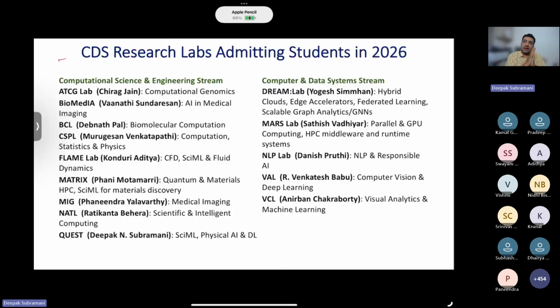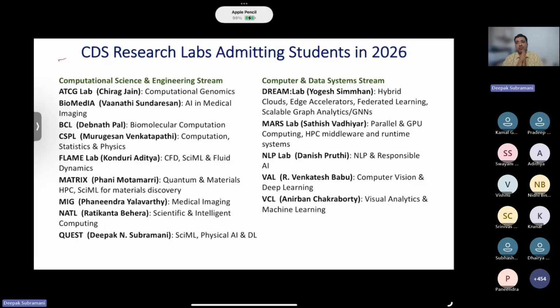The ATCG lab led by Professor Chirag works on computational genomics. The biomedia lab by Professor Vanati Sundaresan works in the AI in medical imaging field. The biocomputational lab by Professor Devnath Pal works in the biomolecular computation field. By the way, all this information is available. I have already shared the email with you with a brochure where all this information is available. So I'm just reading it out here so that, if you missed that email, you can know what is happening over here.